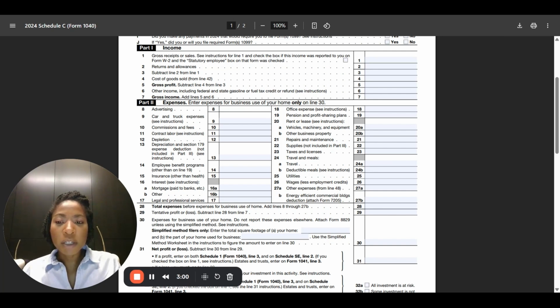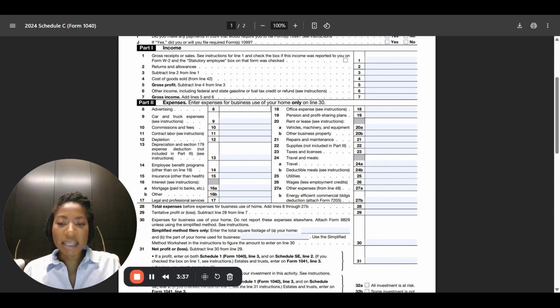On line 12, you'll want to input depletion. Generally, you're not going to see this field completed as it relates to home-based daycares or center daycare. So generally, line 12 will be blank. And then line 13 says depreciation and section 179 expense deduction, not included in part 3, see instructions. And again here, because it says see instructions, that's a good indication that completing this line item is going to require that you understand something other than just what's listed here. So you want to make sure that you read the instructions and complete this field accordingly.